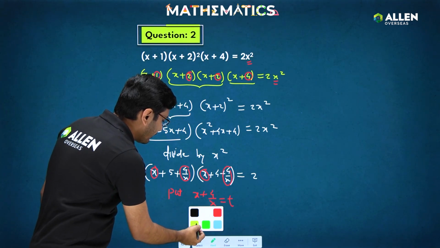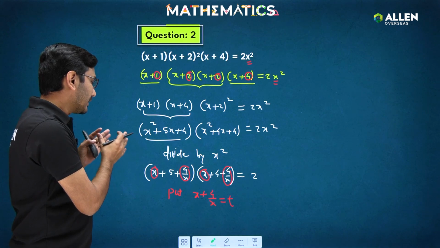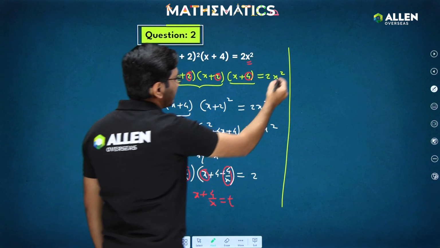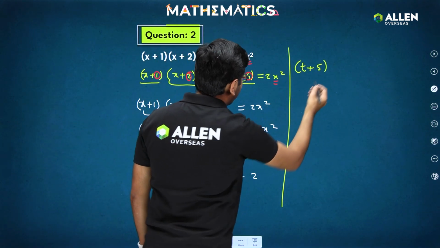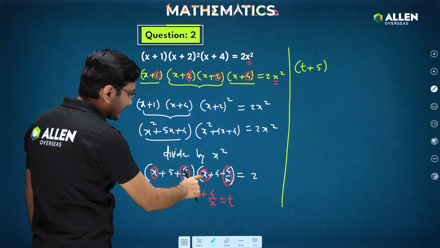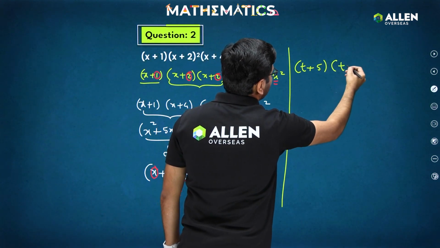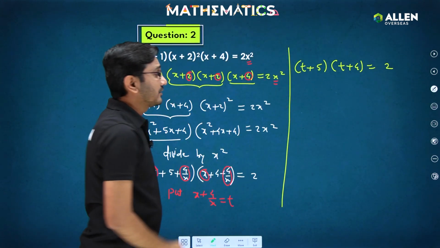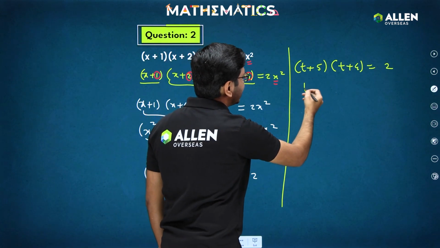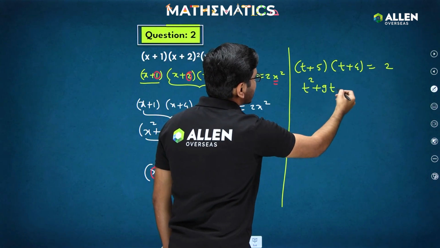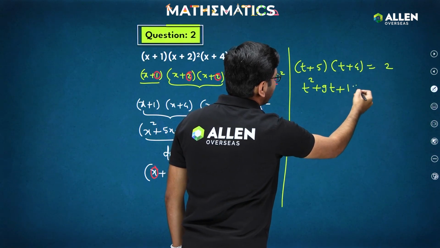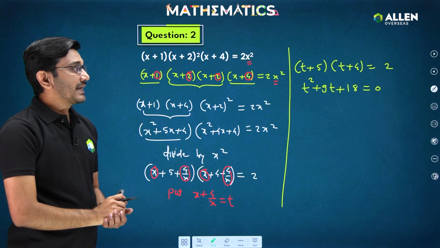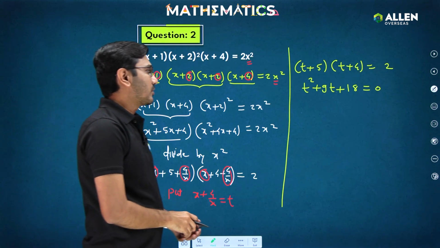So let's see what our equation becomes. Once we put x plus 4 by x as t, the first bracket will become t plus 5, because x plus 4 by x is t, and this will become t plus 4. And on the right side, what do we have? 2. So when we take the product of those two brackets, I'll get t square plus 9t plus 20, and that minus 2, I'll get 18. So t square plus 9t plus 18 equal to 0 is the quadratic equation I am getting.